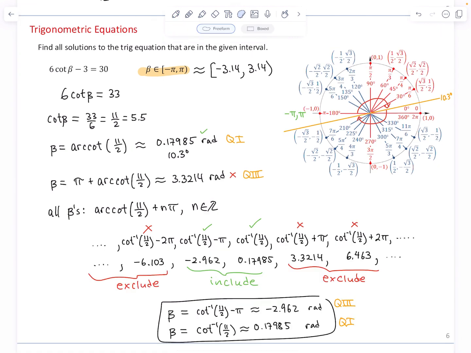Okay, let's check this one with technology. I'm going to graph the left side of my equation as one function and the right side of my equation as my second equation.